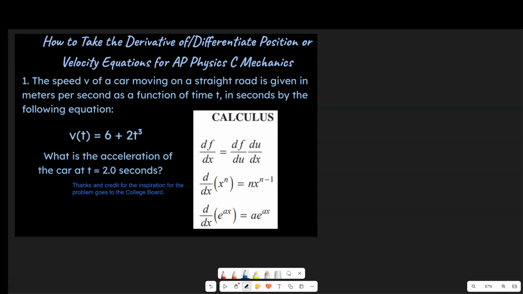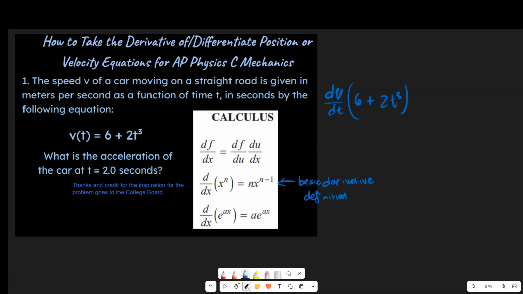So what we're going to want to do here, we're going to say dv with respect to time. If you somehow freak out and forget the basics, this is your basic derivative definition. This is part of your equation sheet. What I'm showing there where it says calculus, that's on the back side of your equation sheet. They actually put this in to help remind you of this. So we say dv dt of 6 plus 2t cubed.